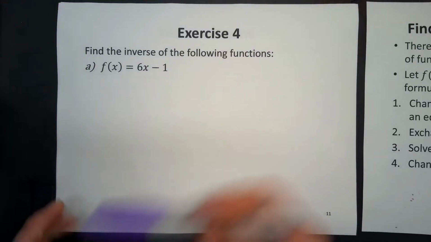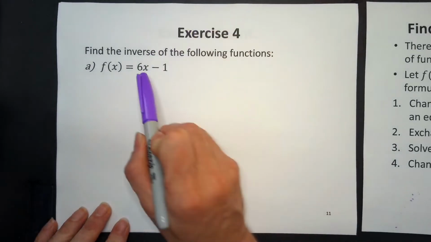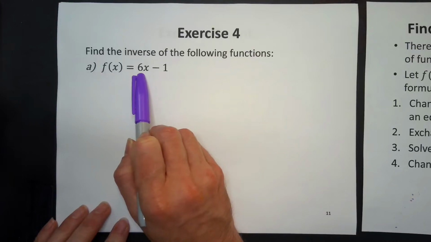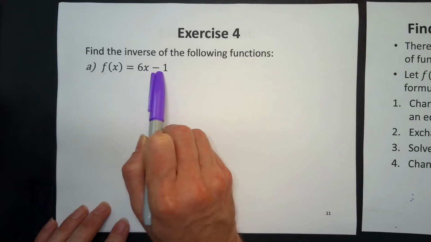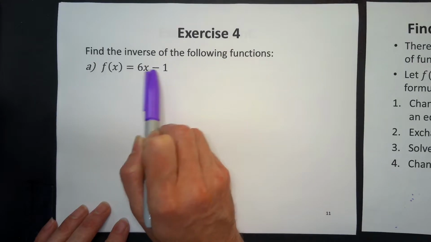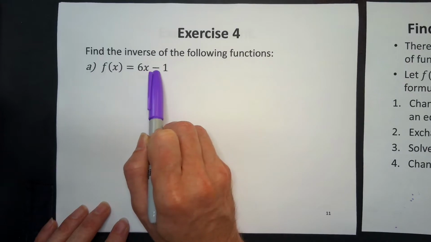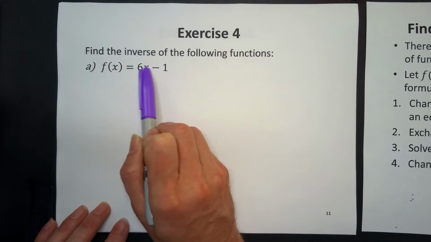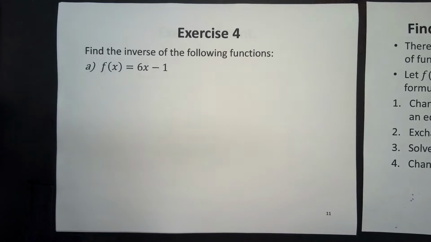So let's see how that goes. So let's just think about this rationally. This function takes a number, multiplies it by 6, and then subtracts 1 from it. So if it's the inverse, not only is it going to do the opposite actions, but it does them in reverse order. So if I multiplied by 6 and then subtracted 1, I should add 1 and then divide by 6. So let's see if that's what happens.